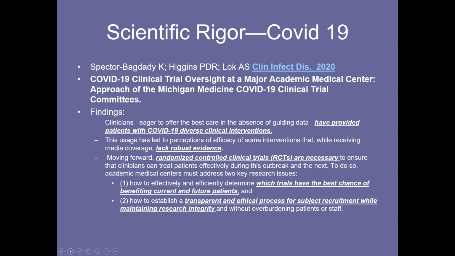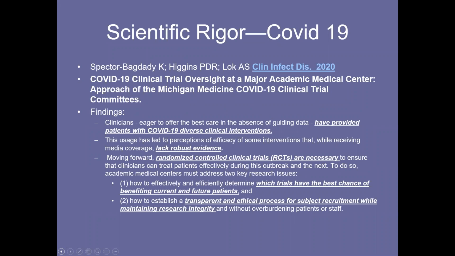Scientific rigor. There's a lot on this slide, but we're really talking about things like COVID-19. I gave this example here by Spector-Bagdady: the COVID-19 clinical trial oversight at a major academic medical center, the approach of Michigan Medicine. Really looking at things like clinicians, eager to offer the best care in the absence of guiding data, having provided patients with COVID-19 diverse clinical interventions. I can go on and on. In some cases, what happened?